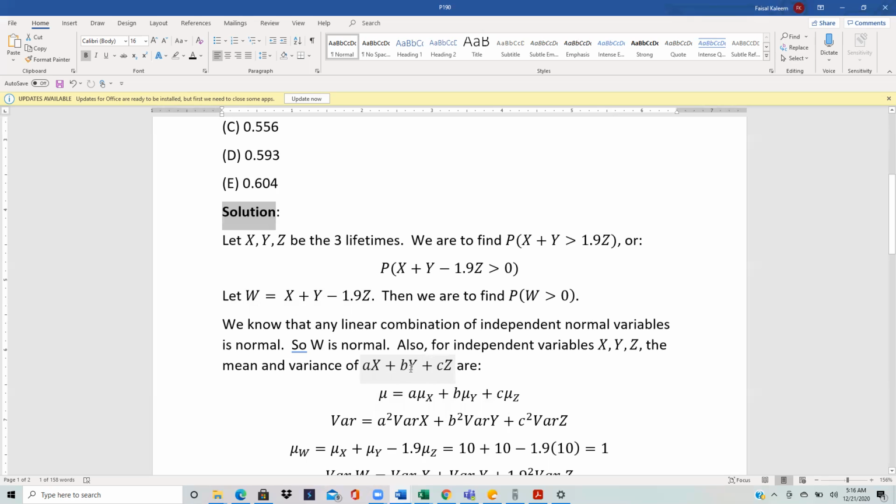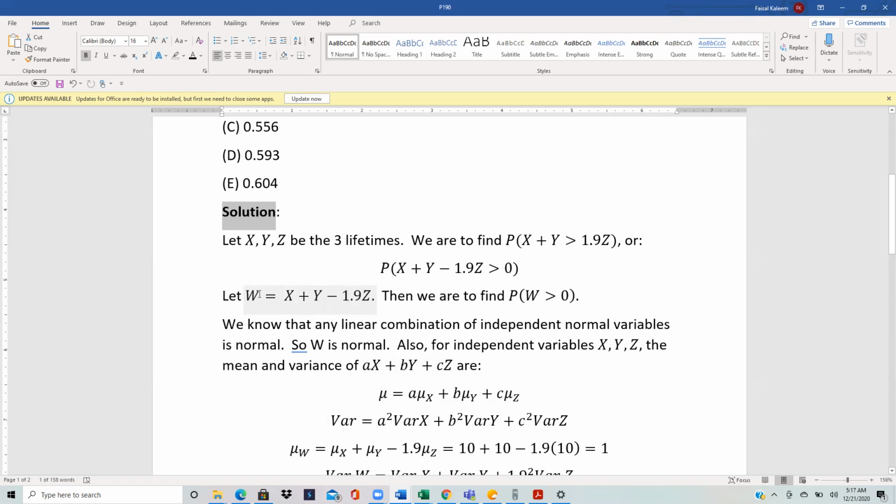And then for independent variables, if we have a linear combination, what I'm going to say next doesn't apply just to normal independent variables, but it applies to any independent variables X, Y, Z. If you take their linear combination, then the mean of the linear combination is a times mean of X plus b times mean of Y plus c times mean of Z. And the variance of the linear combination is a square variance X plus b square variance Y plus c square variance Z.